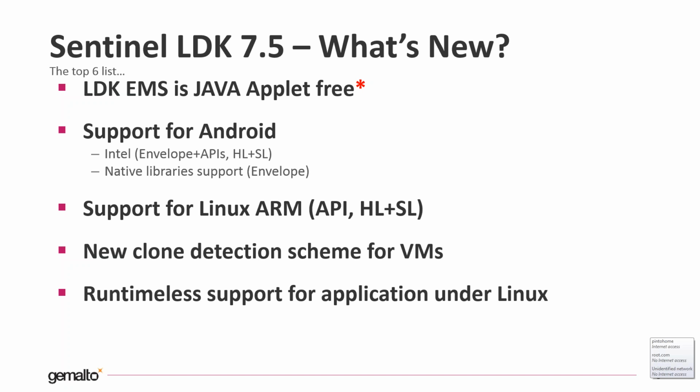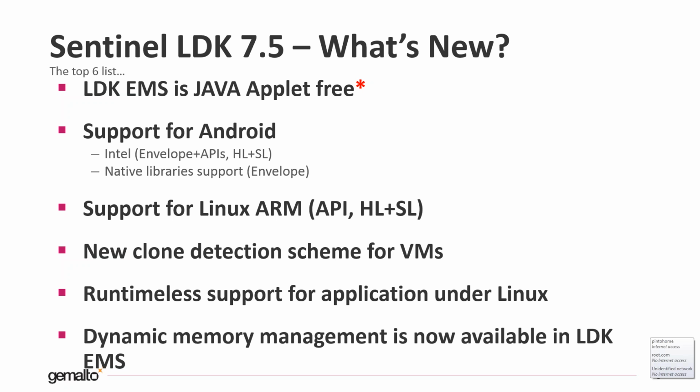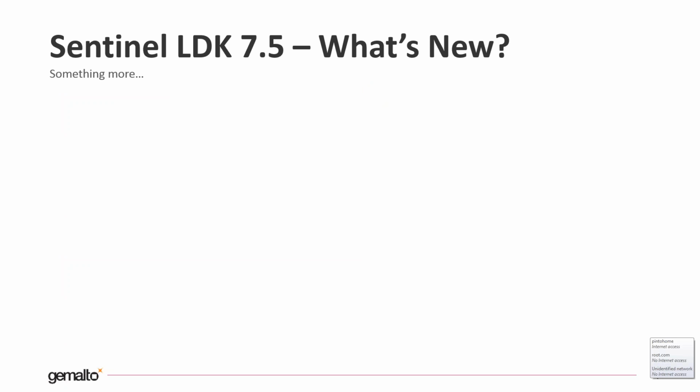The fifth feature we introduced in this version is Runtimeless support for applications in Linux. Up until 7.5, we had that feature in Windows, but now it's been introduced also to Linux. Another really nice feature is that dynamic memory management can now be handled in EMS. We had the dynamic memory management feature before, but it was handled only in the license generator API and not through LDK EMS. So essentially what I'm going to do now is dive into those new features and talk about them in more detail.